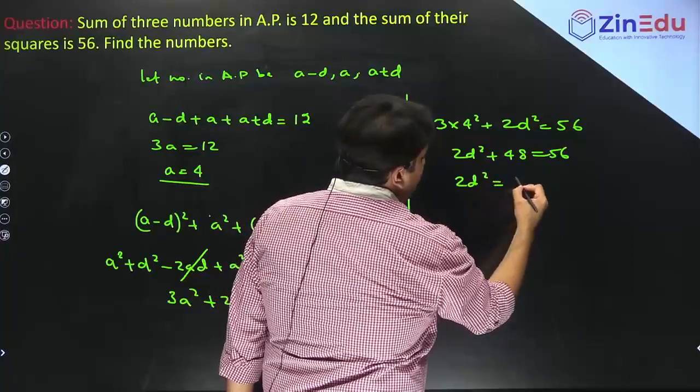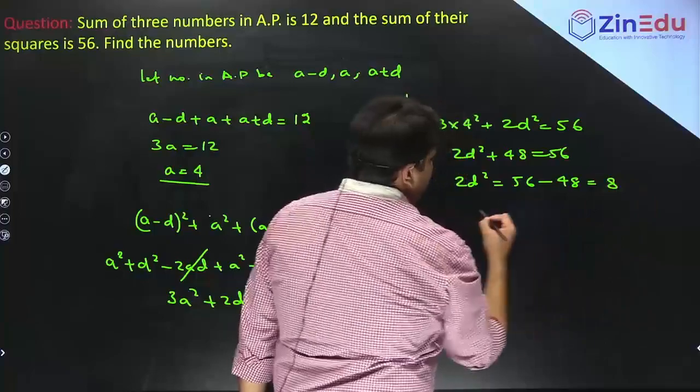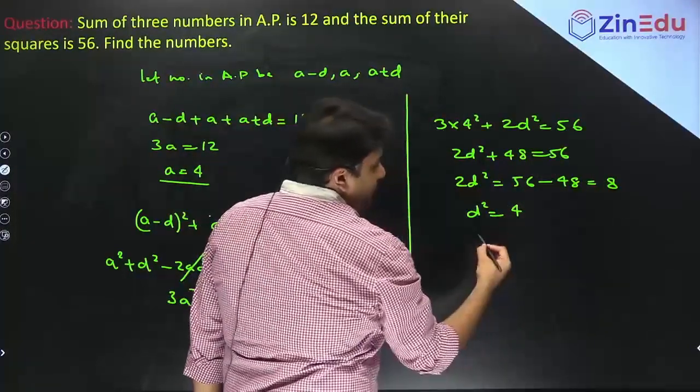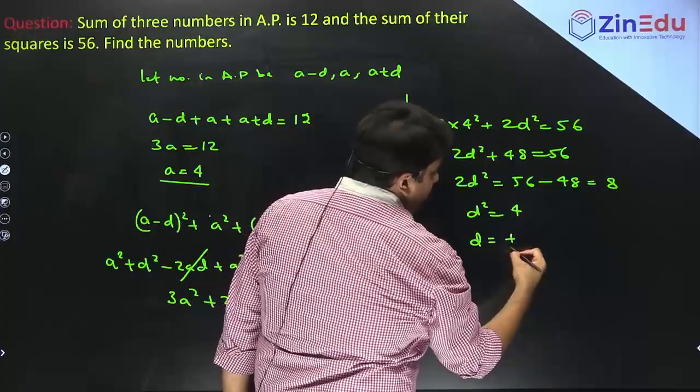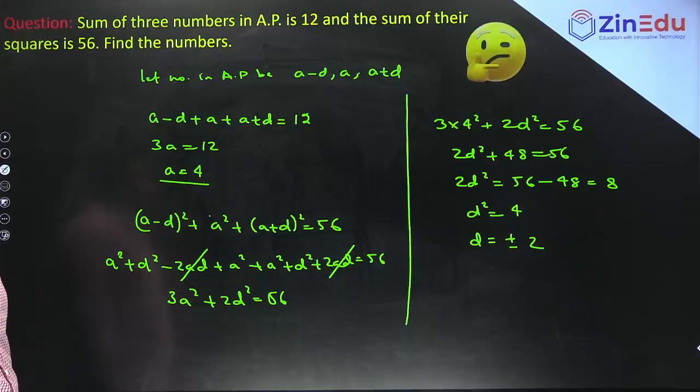So 2d square would be equal to 56 minus 48, that would be 8. So d square would be equal to 4 after division by 2, and then after taking the square root we will get a result as plus minus 2. So now we have the value of d with us, that is plus minus 2.